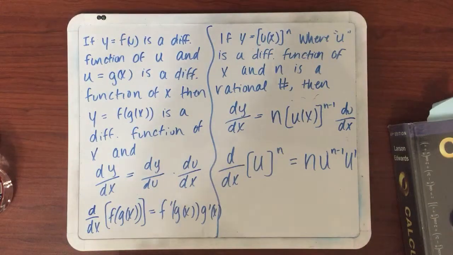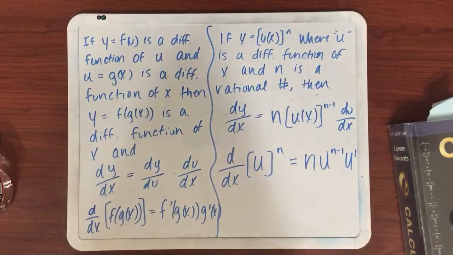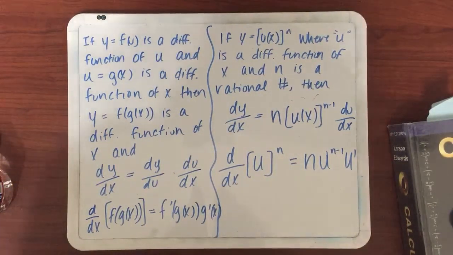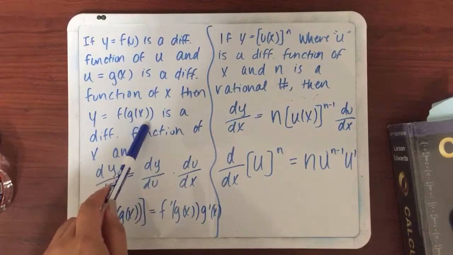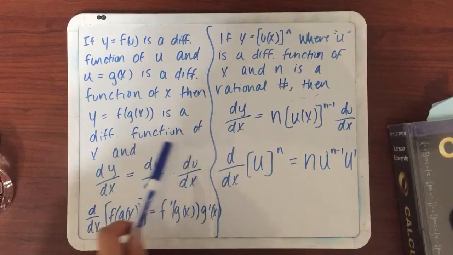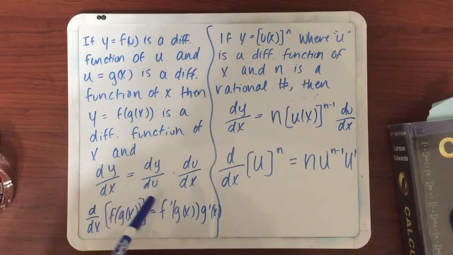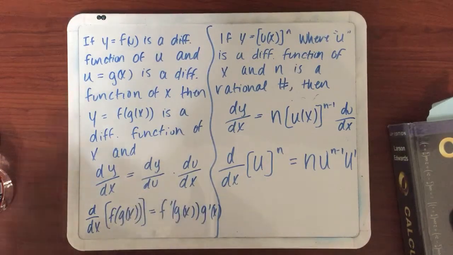Alright, today we're going to be covering the chain rule. The chain rule is, well, this is the exact definition: if y equals f of u is a differentiable function of u, and u equals g of x is a differentiable function of x, then y equals f of g of x is a differentiable function of x, and dy/dx equals dy/du times du/dx.